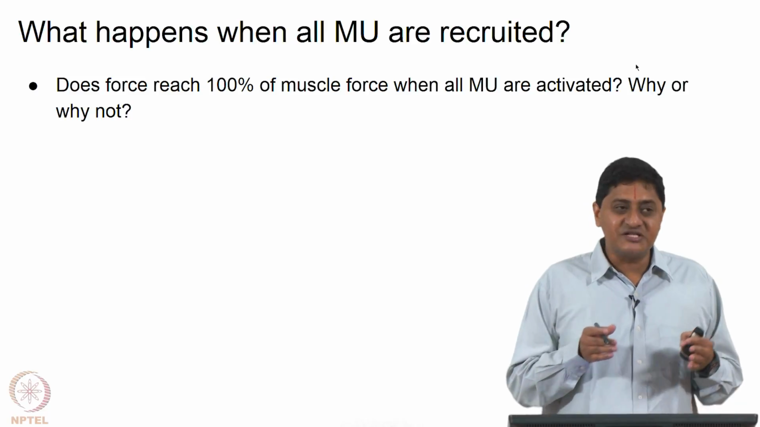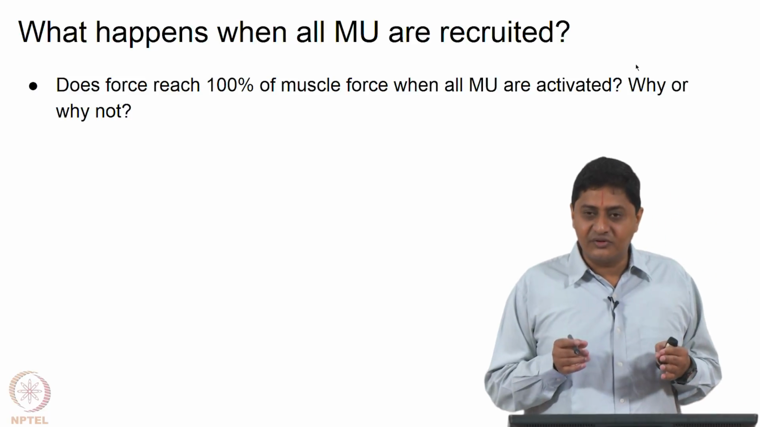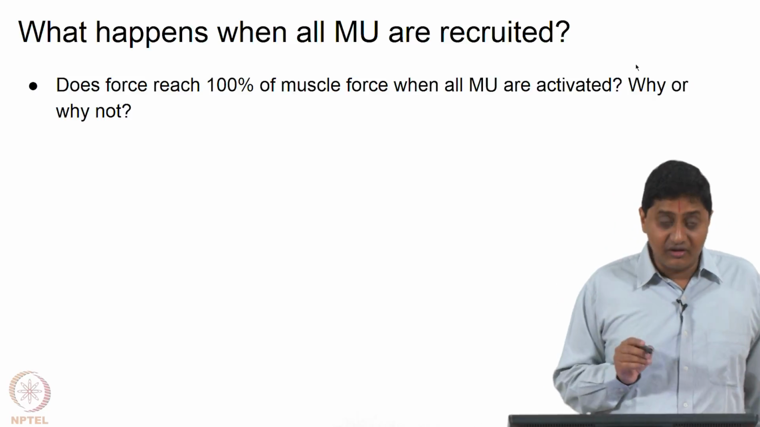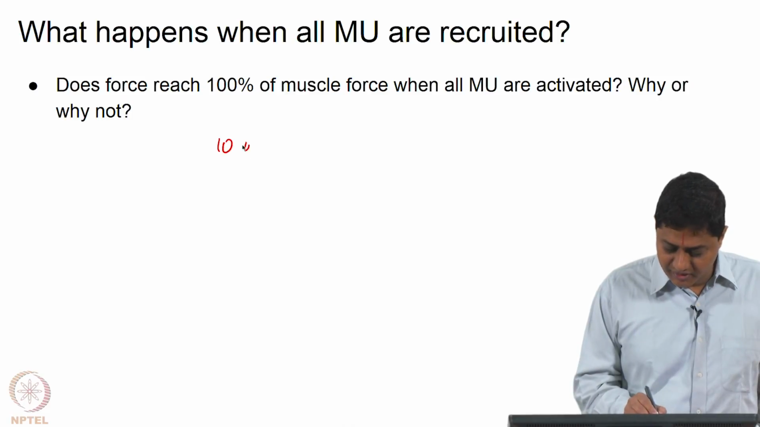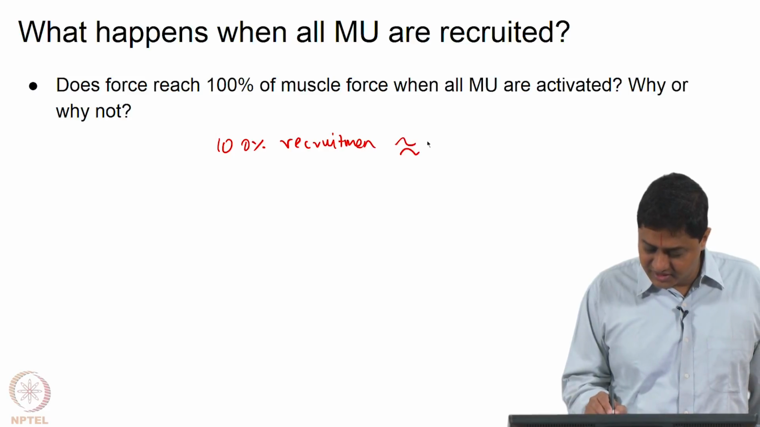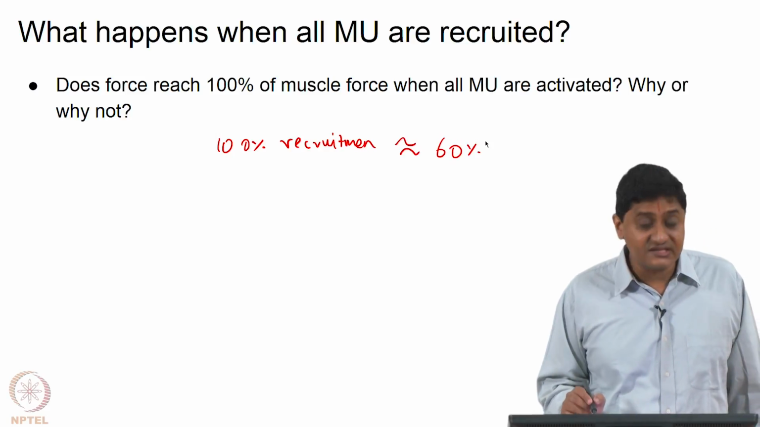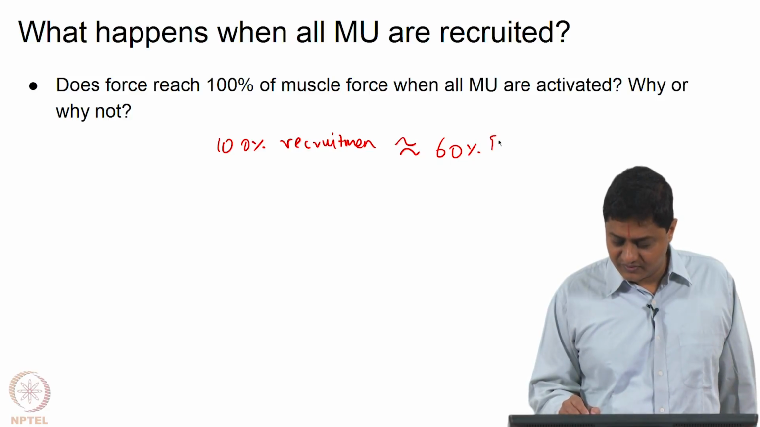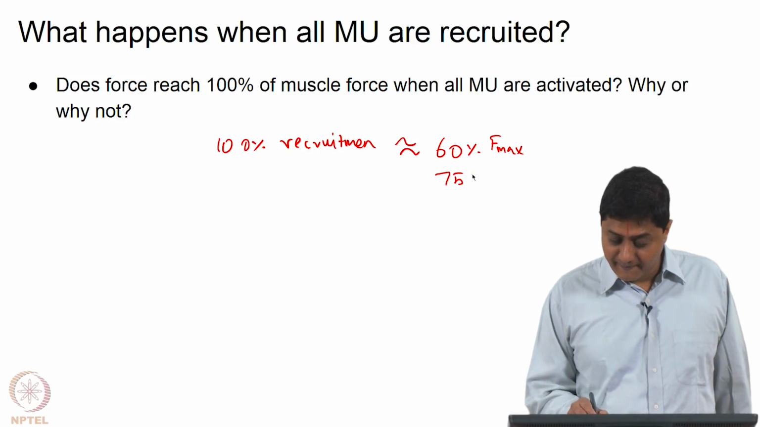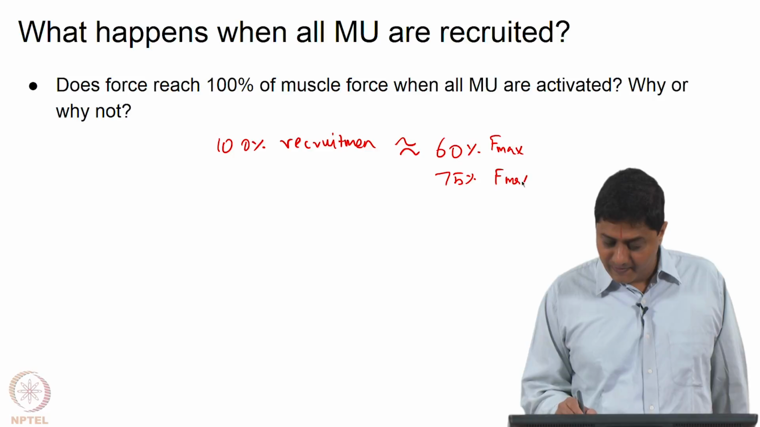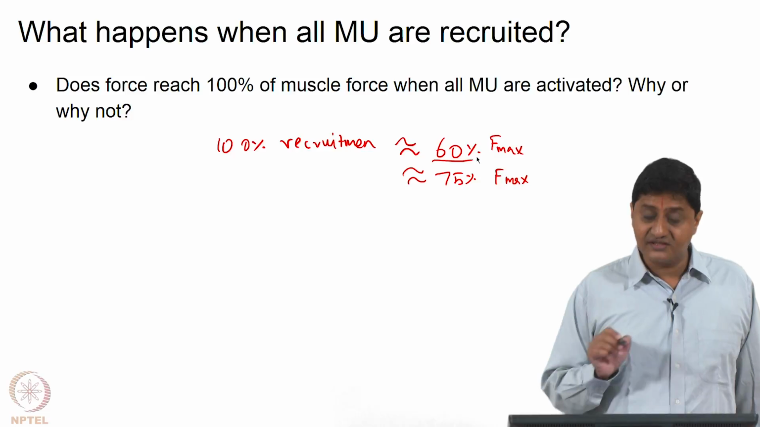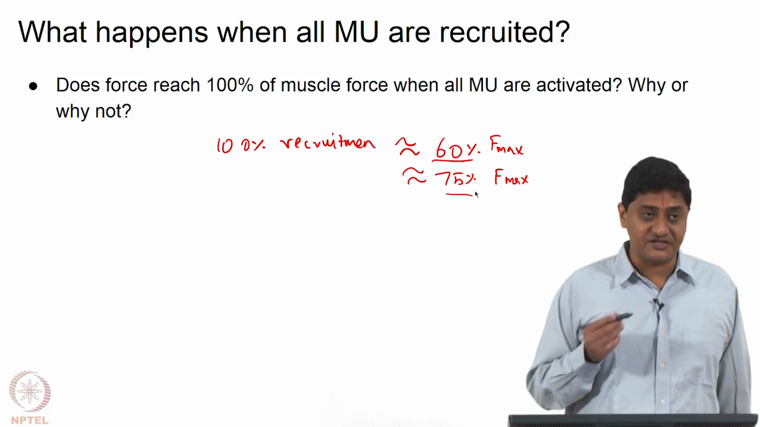I have only said that I have recruited all 100, but I have not said at what rate they are firing. It is possible that all the motor units, after they are recruited, are firing at relatively slow firing frequencies. Then the force produced after 100% recruitment could sometimes, in some muscles, be as little as 60% of the maximum force, sometimes 75%. Then how is the other 40% achieved? In this case, how is the other 25% achieved?